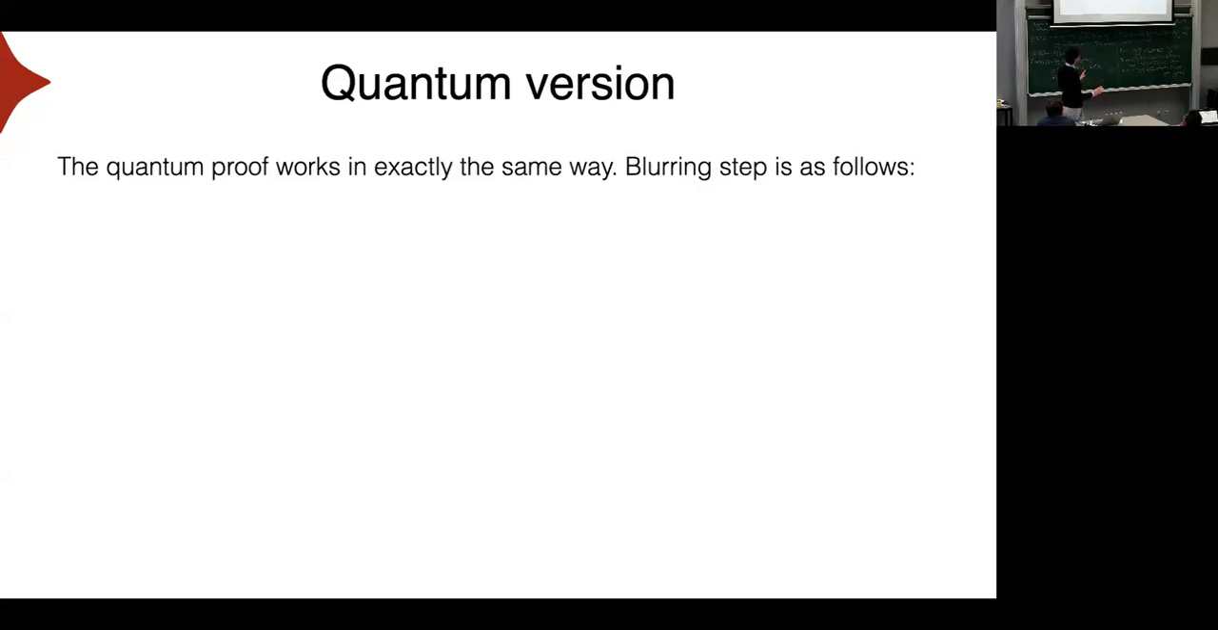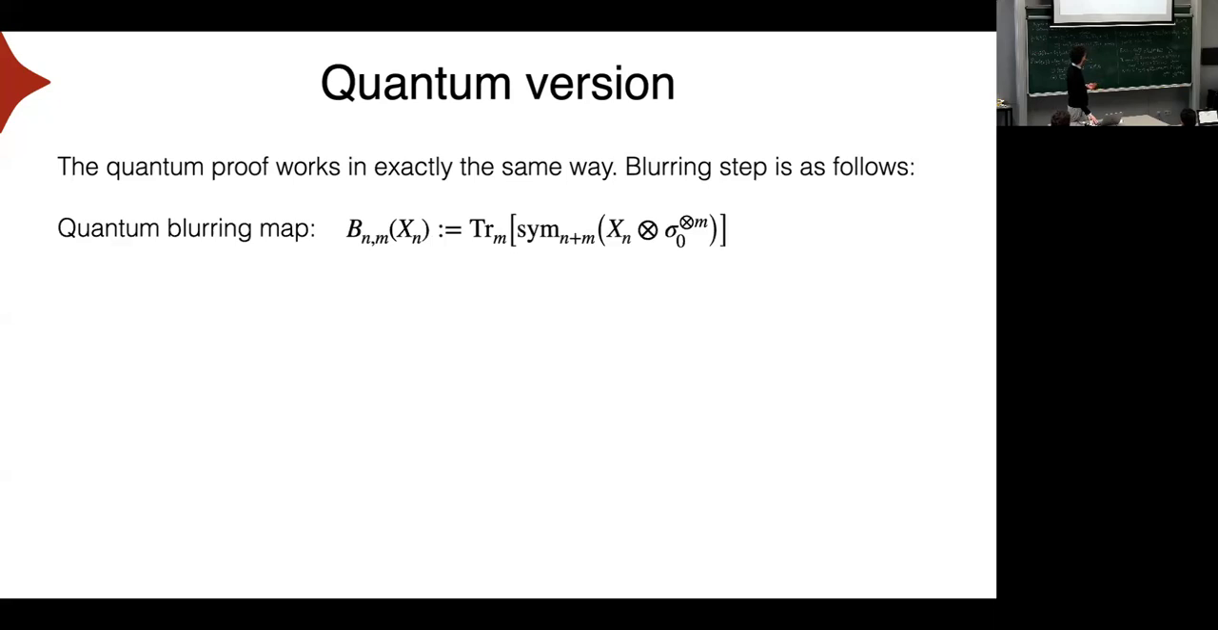Okay, so structurally, the quantum proof works in the same way. There's a blurring step, and everything works in the same way. But the point is that the blurring step is now way more difficult to prove. The blurring map, you can do exactly the same thing. You can append your full rank free state and copies of it, symmetrize, apply a random permutation, then freeze out m copies. This just works the same way, perfectly fine.